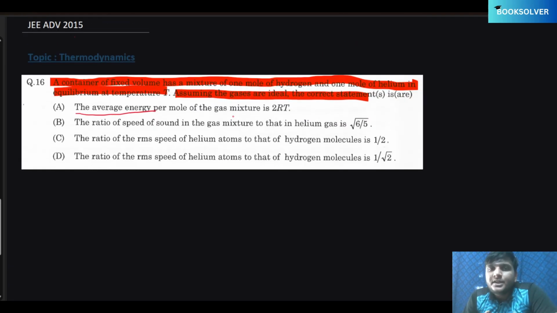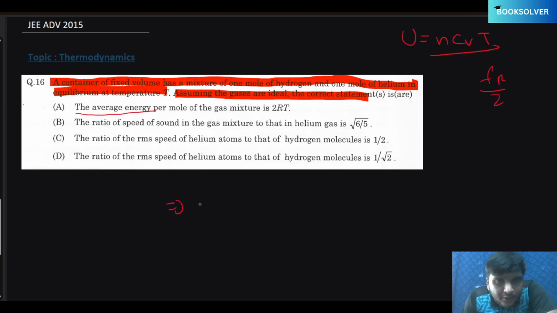So how do we determine the average energy? We know that the energy of any kind of ideal gas can be given by nCvT. And what is Cv? It is nothing but degree of freedom divided by 2, times R. Okay, this is the exact formula of Cv. But here, since it's a mixture of gases, how do we determine the exact degree of freedom? We calculate it using this formula. So how do we determine f equivalent?